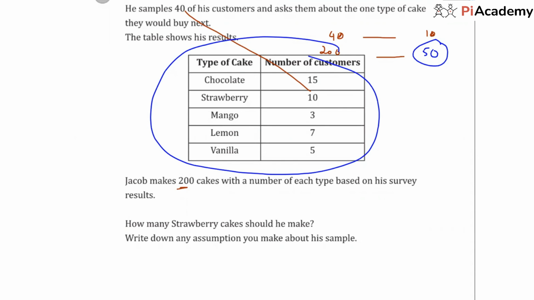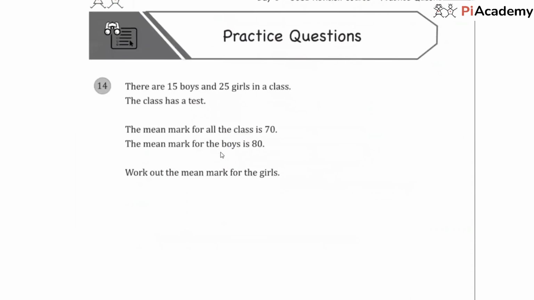Next question. There are 15 boys and 25 girls in a class. The class has a test. The mean mark for all the class is 70. The mean mark for the boys is 80. Work out the mean mark for the girls. Can you do that, all of you? I'll ask one of the girls. Work out the mean.